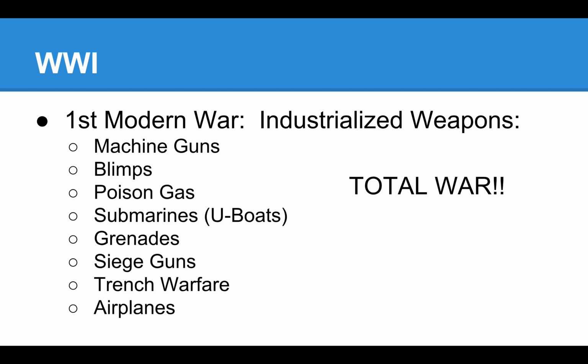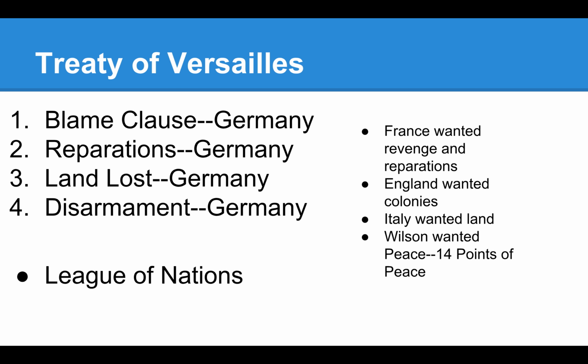Machine guns are probably one of the most important inventions. Blimps like the hydrogen Zeppelin, poison gas, submarines, the Germans called them U-boats, grenades, siege guns, those big, huge tanks with big guns on them, trench warfare that really causes stalemates, and of course, airplanes.